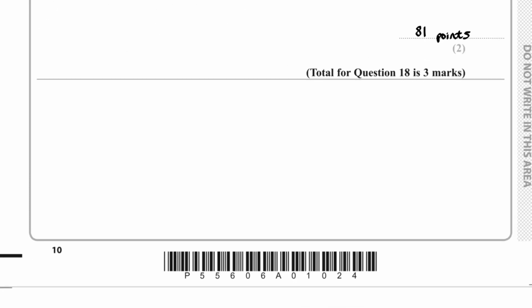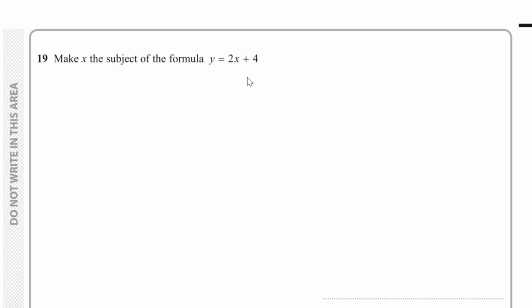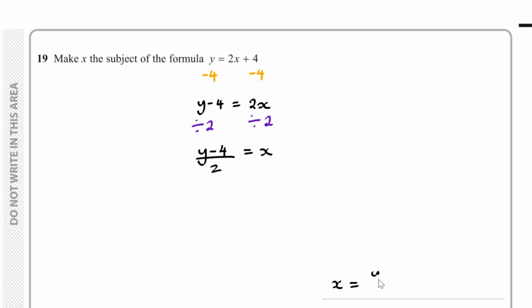Question number 19, we have to make x the subject of the formula y equals 2x plus 4. Well, we want x by itself. So the first thing I can do, I can subtract 4 from both sides. And if I do that, we've got y minus 4 equals 2x, and to get x by itself, we now have to divide both sides by 2. And if I do that, we have y minus 4 divided by 2, which is equal to x. So therefore x is equal to y minus 4 over 2.